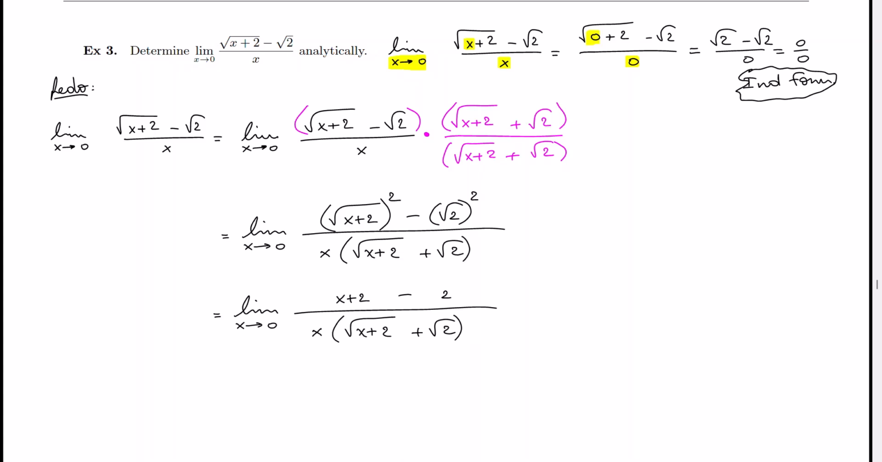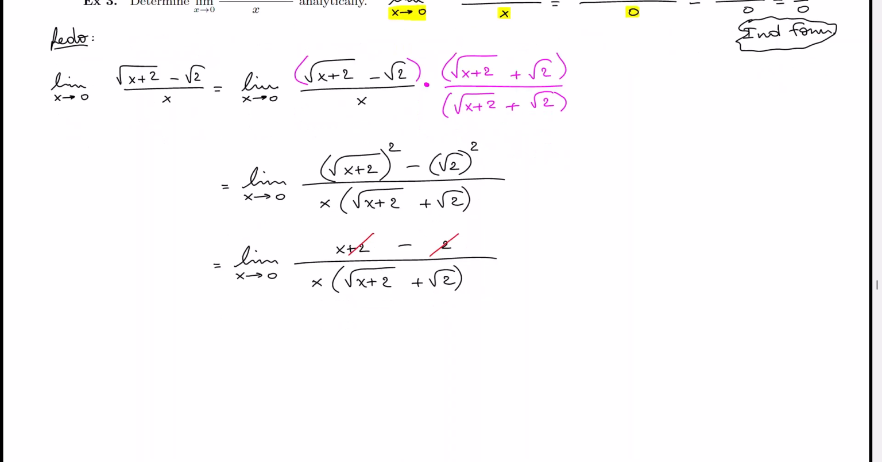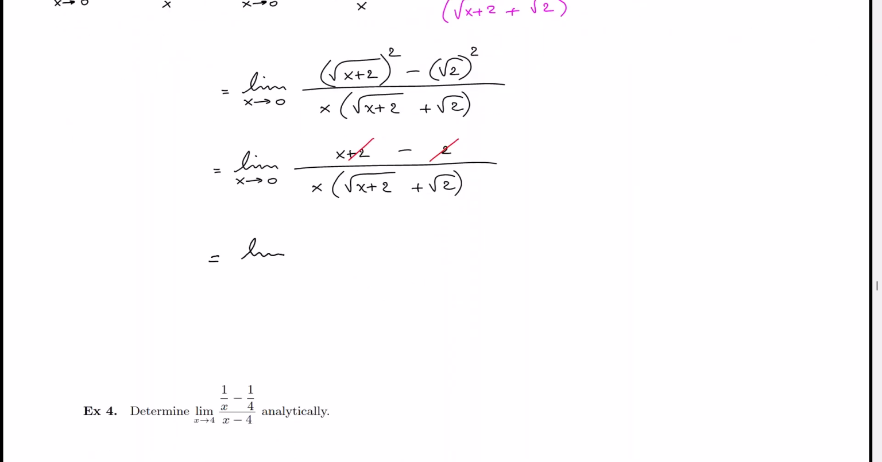Now be careful: if you have multiple terms in the second parentheses, you will need to keep parentheses around it. In this case, I only have a 2, so I don't need to write parentheses everywhere. But anyway, the 2 and the negative 2 on the numerator will cancel out, because 2 minus 2 is going to be 0. I'm left with just the limit as x approaches 0 of x on the numerator, with x on the denominator times the square root of x plus 2 plus the square root of 2.